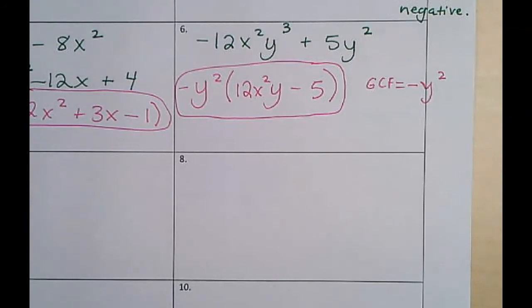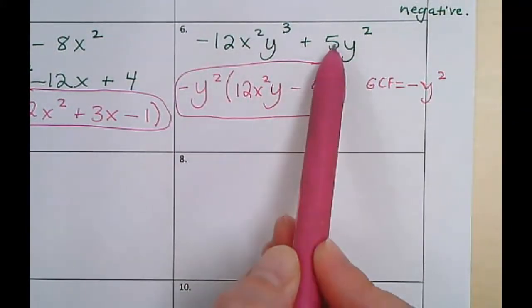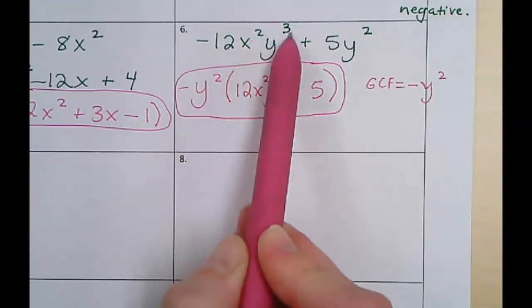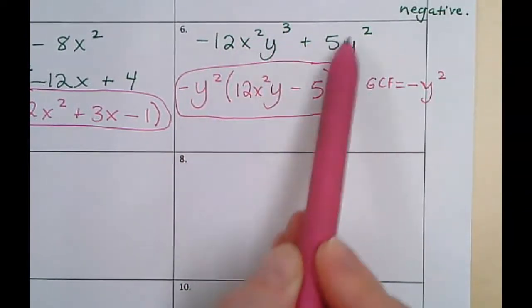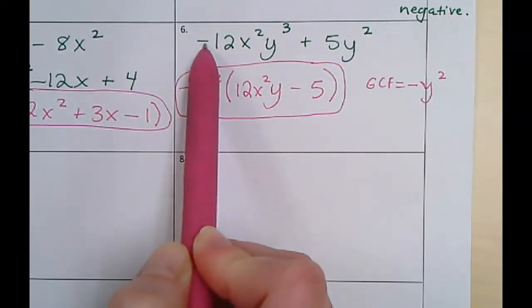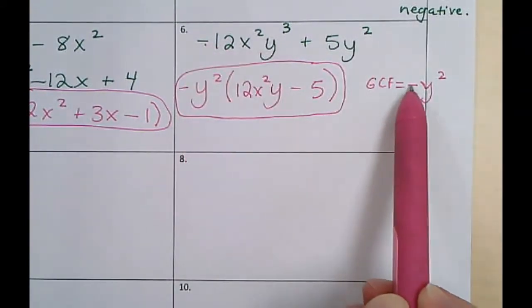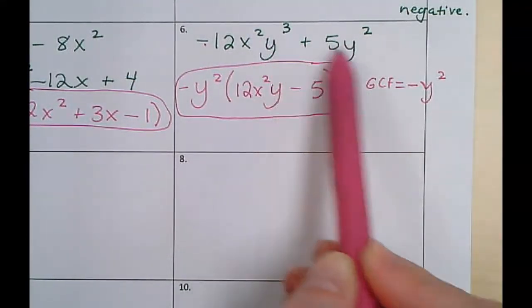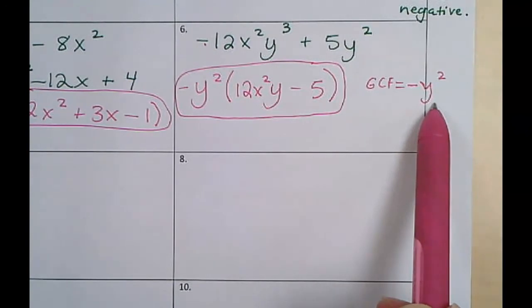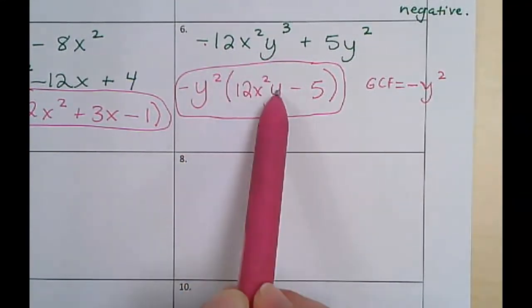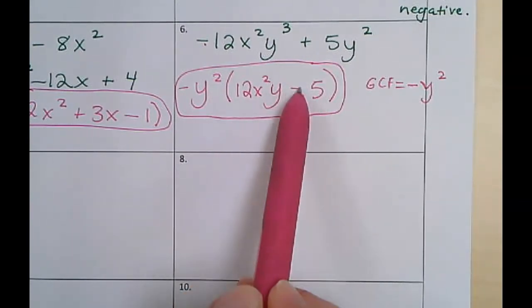Okay, hopefully by now you found that neither 12 nor 5 had any numbers in common. However, this is in standard form. This has degree 5 and this is only degree 2. The leading coefficient was negative, so I started my GCF off with negative. They had no x's in common, but they did have at least y squared in common. So factoring out negative y squared, I'm left with 12x squared y minus 5.